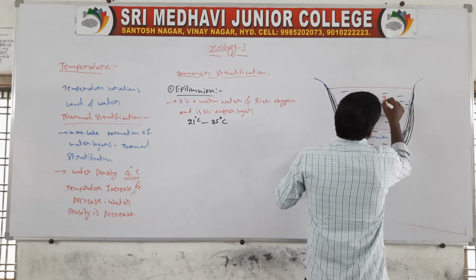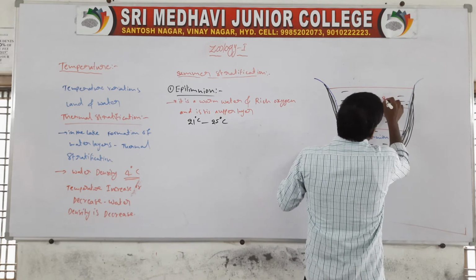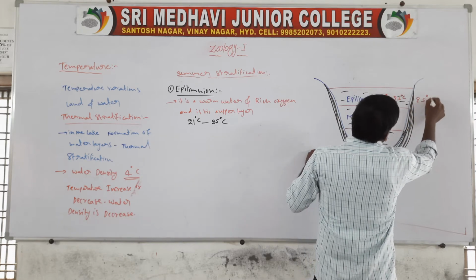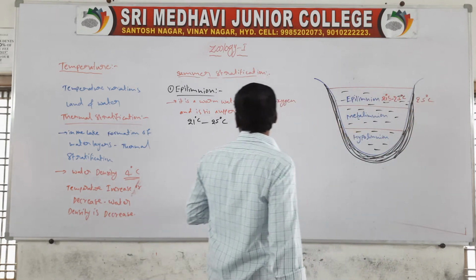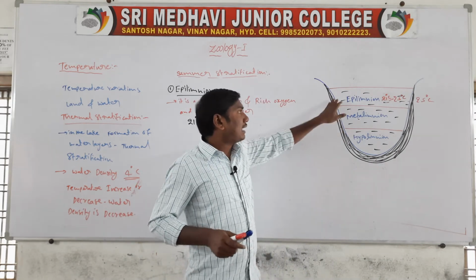The Epilimnion temperature is 21 degrees centigrade to 25 degrees centigrade. So that is the Epilimnion, simple. The Epilimnion means the bottom layer of the water.